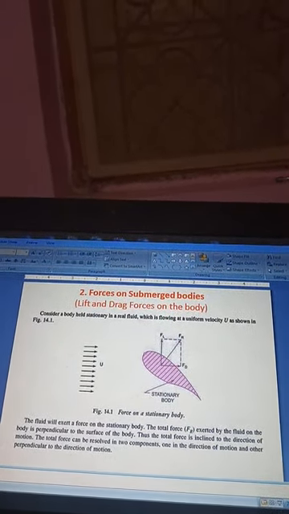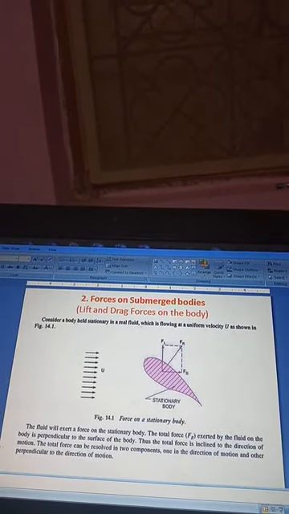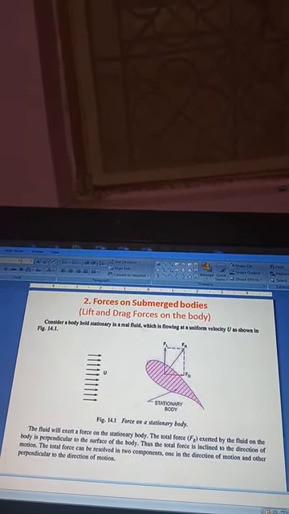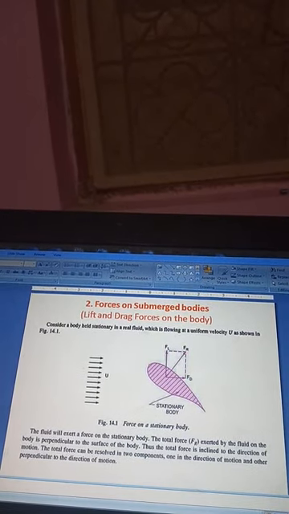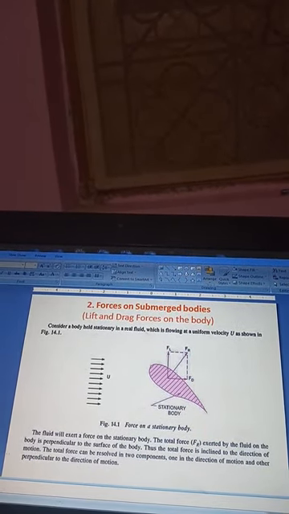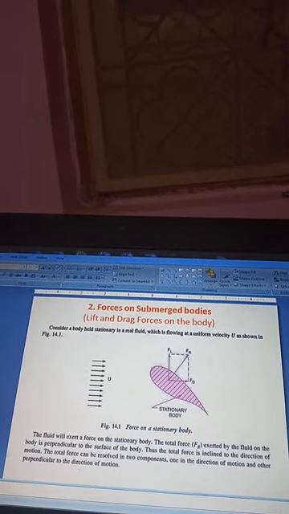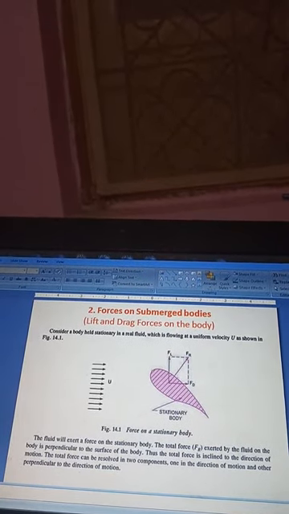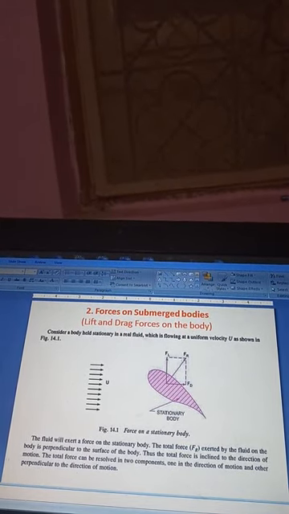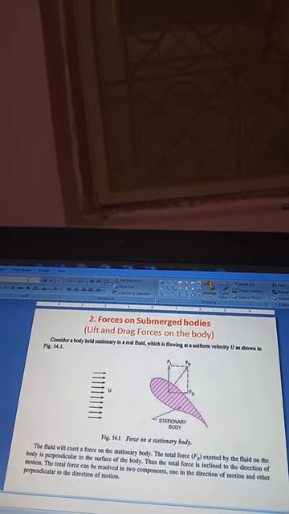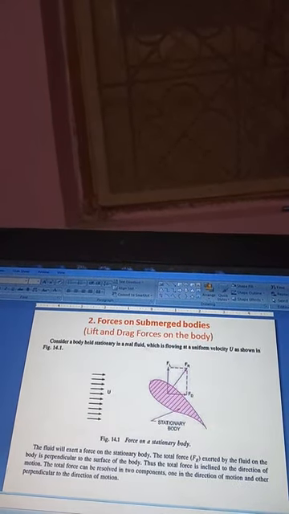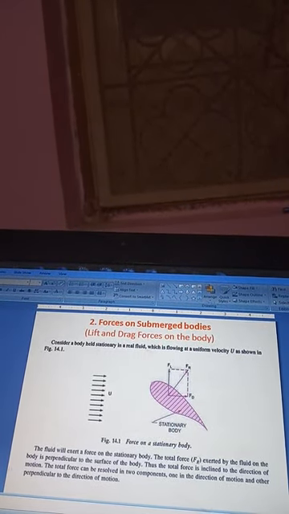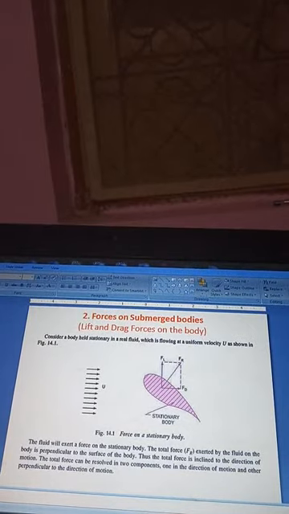Now already I have told you that when the fluid is hitting the solid body, it is exerting some force on the solid body, and that force is acting in the normal direction to that body. But when you resolve that force along the horizontal and vertical directions, then you get two components of that force, and out of that the horizontal component is called the drag force and the vertical component is called the lift force.